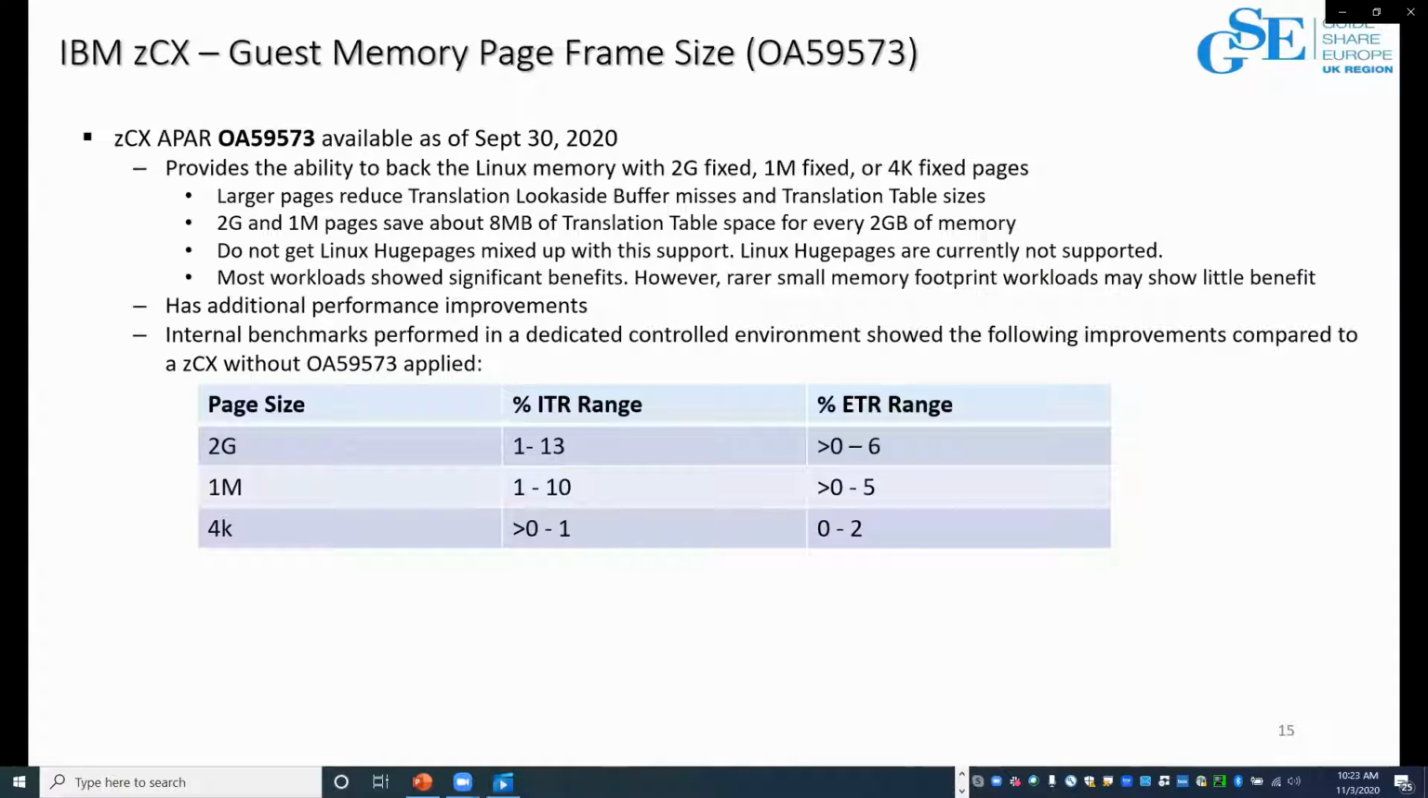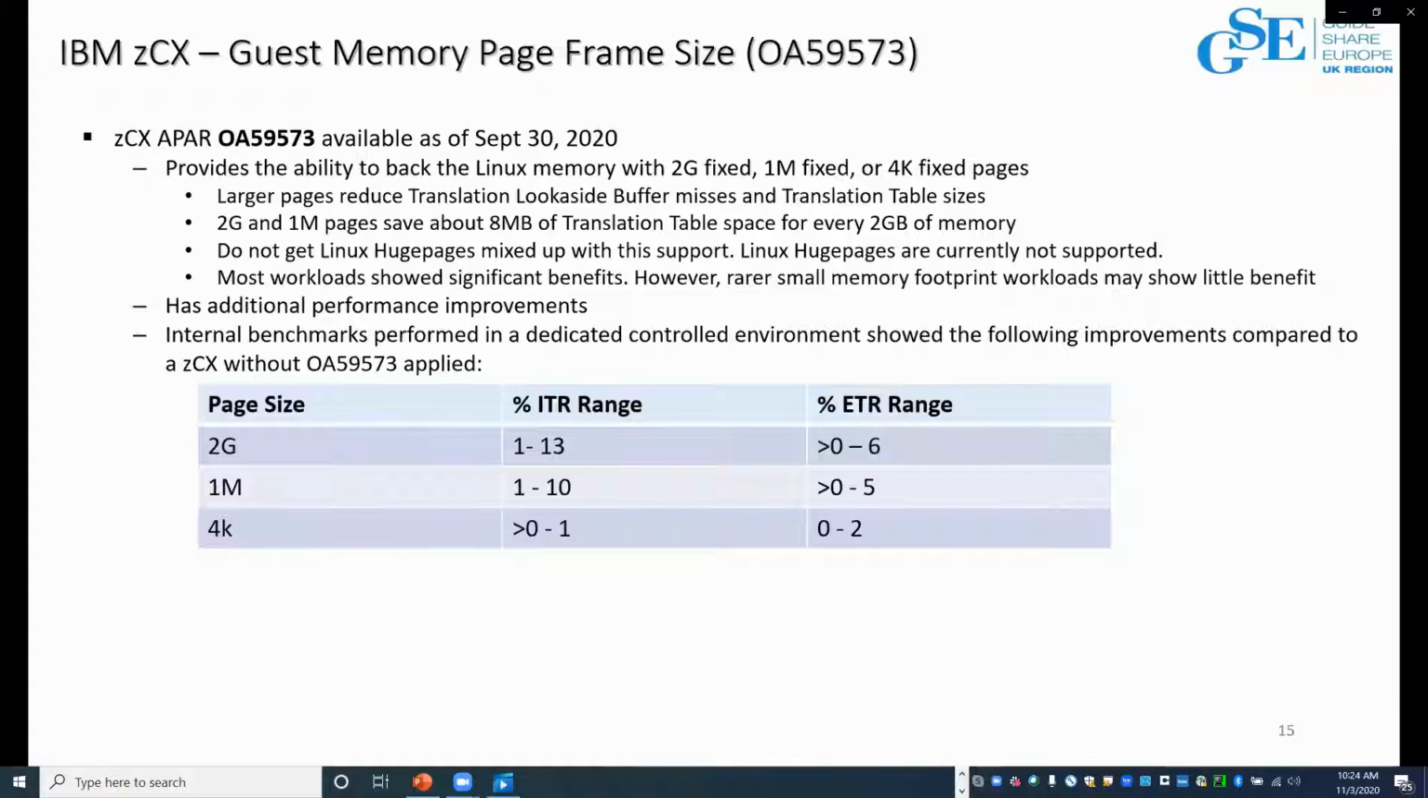zCX's most recent performance improvement SPE is now available via APAR OA59573. It just became available at the end of September. It provides the ability to back the Linux guest per address space, so you can choose which appliances you want to use this function for, with 2 gig pages or 1 meg pages rather than 4K pages. So you can use any of the 3 sizes.